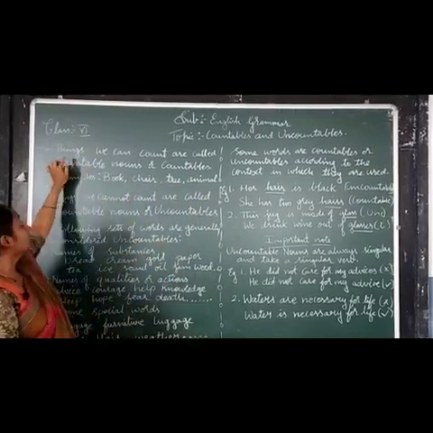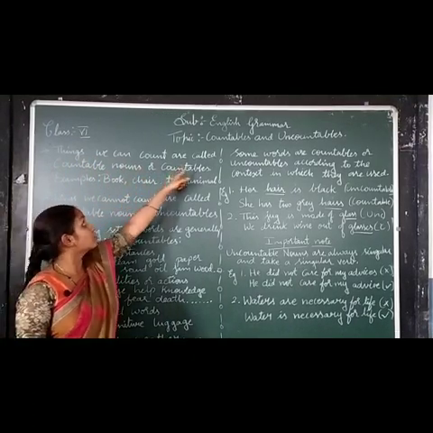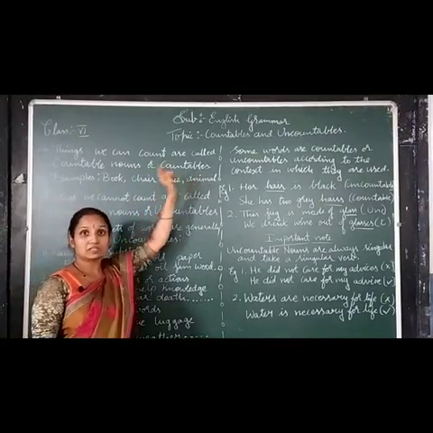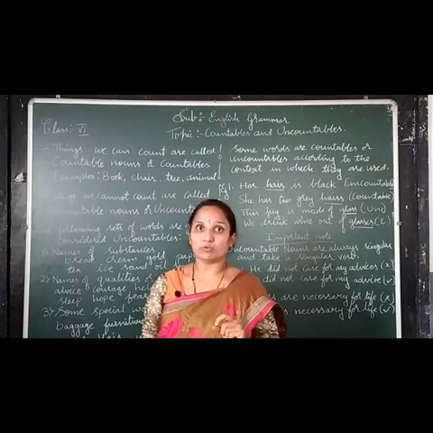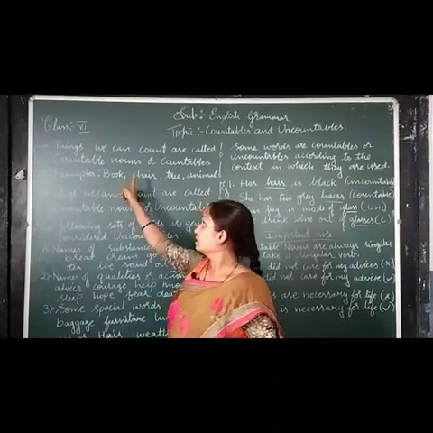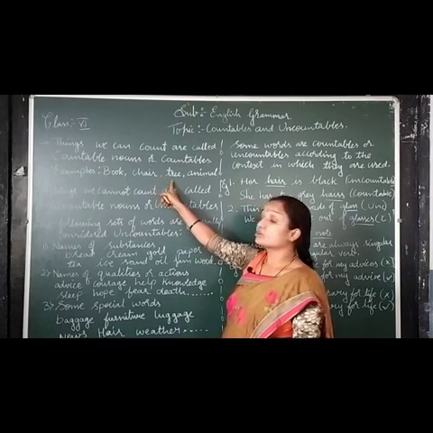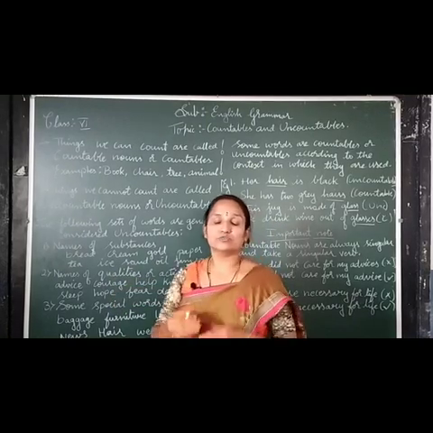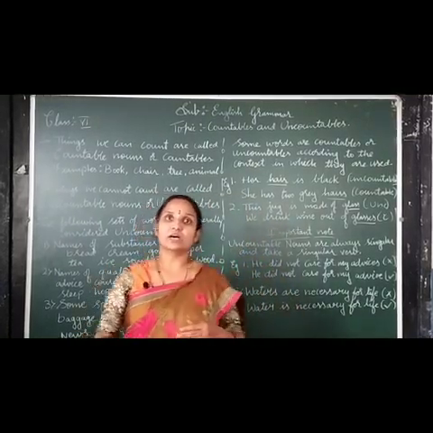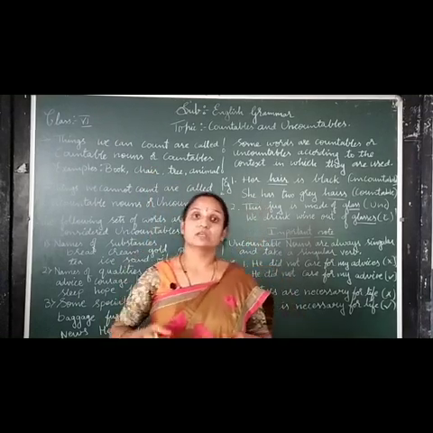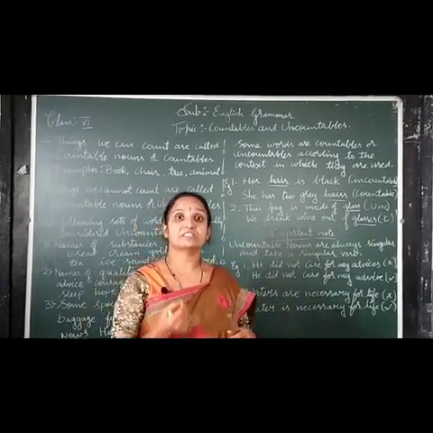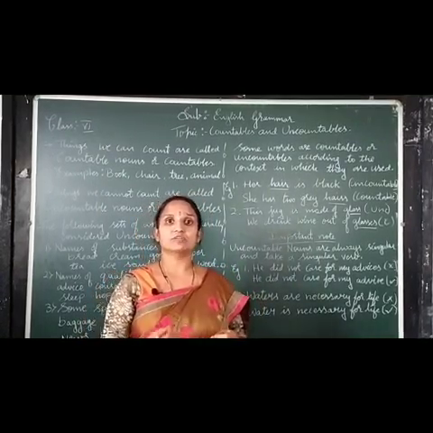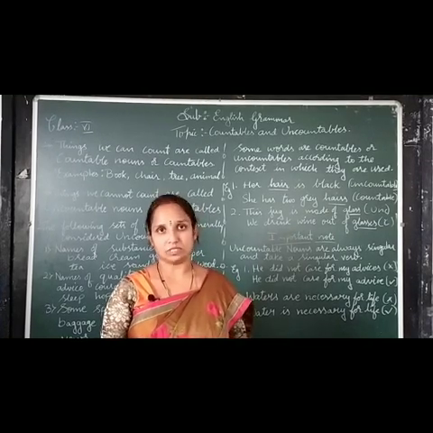How? Look at here. Things we can count are called countable nouns or countables. It means the things which we can count. Books we can count. Chair we can count. Trees also we can count. Animals also we can count. Here the things which we can count are said to be countables. It means there we should have the specified number, then only we can count. Such nouns are said to be countables.